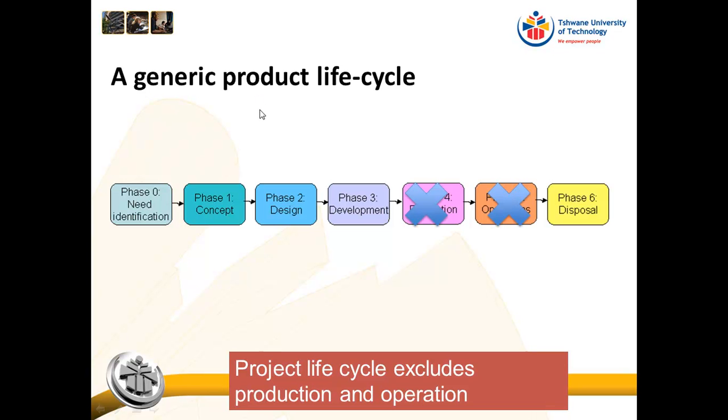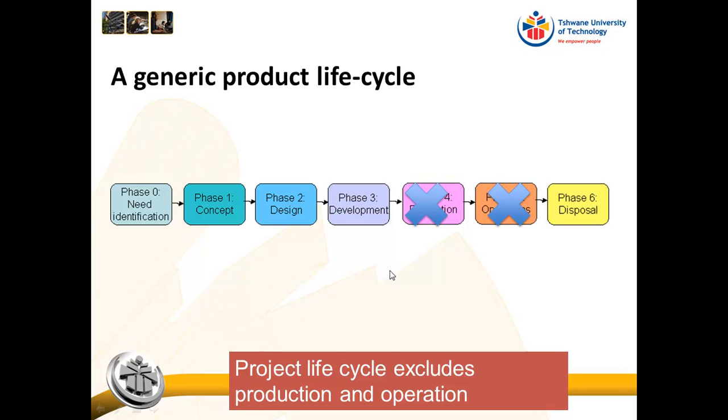And then we said when we're talking about a project life cycle, we exclude production and operation. Okay, so I hope you all remember that. So this is the life cycle of the project, and the project life cycle is basically phase 0 to phase 3, and then a project can start again in phase 6 when we do disposal.